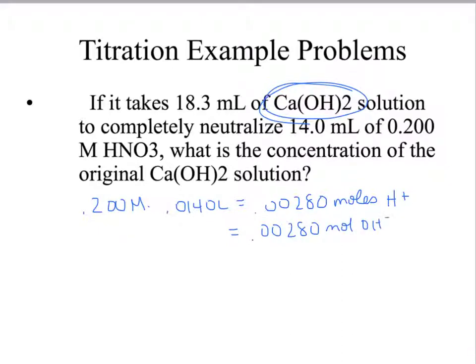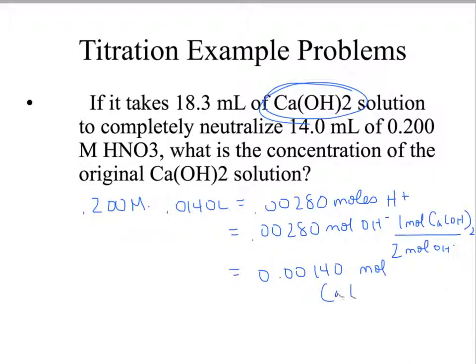But in 1 mole of calcium hydroxide, there are 2 hydroxide ions. So I'm actually going to multiply by a mole ratio. It says that for every 2 moles of hydroxide ions, I get 1 mole of calcium hydroxide. And so we divide this by 2, and we get 0.00140 moles of calcium hydroxide, because remember, calcium hydroxide comes with the hydroxide ions in packages of 2, like they come in a pair here.